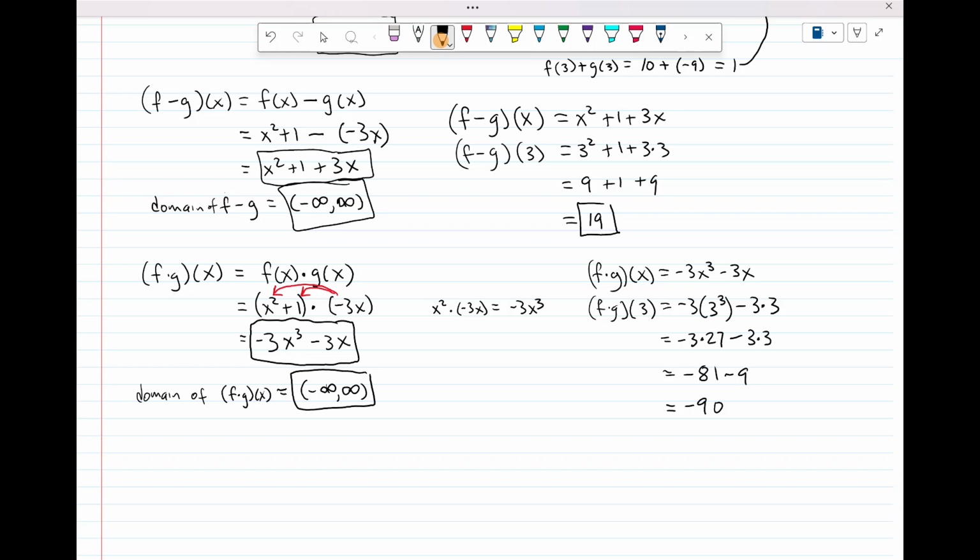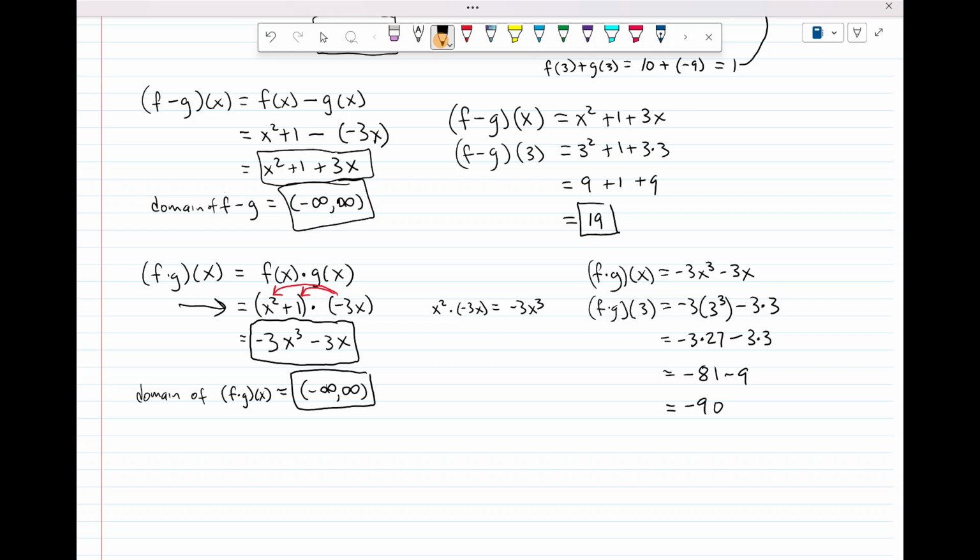And that should make sense if you think about it, because negative 3 squared, if I look at this line right here, negative 3 squared plus 1 would be 10, because that would be 9 plus 1 is 10. And negative 3 times negative 3 is 9, so 10 times 9, or 10 times negative 9 is negative 90.